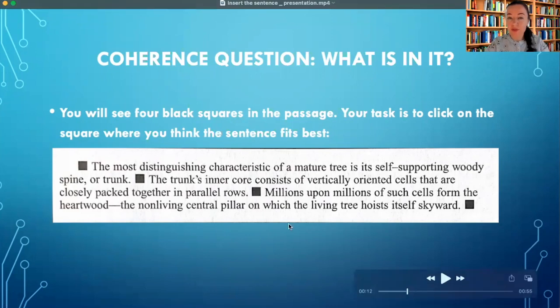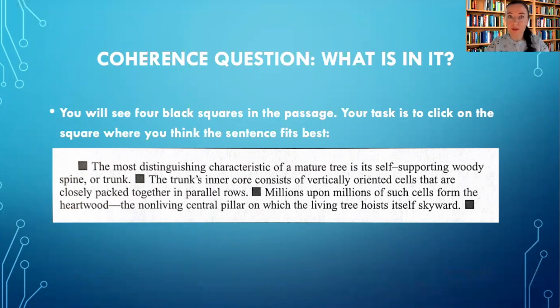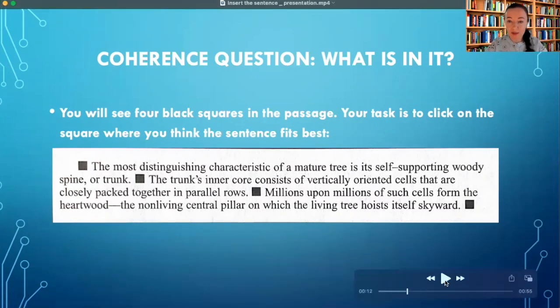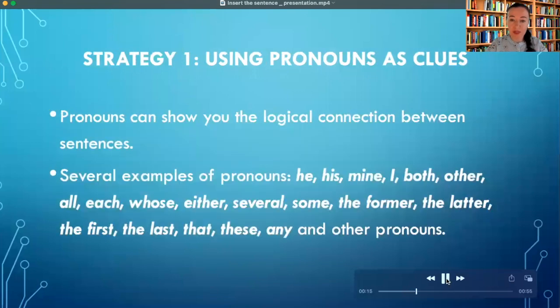Let's have a look into what can help you to answer this question in very little time, right? You have around 1.2 minutes at the actual test for each question. Some of the clues that I'm going to talk about today are pronouns. Strategy one that I'd like you to remember after watching this video is using pronouns as your clues when answering this type of questions. Why pronouns?